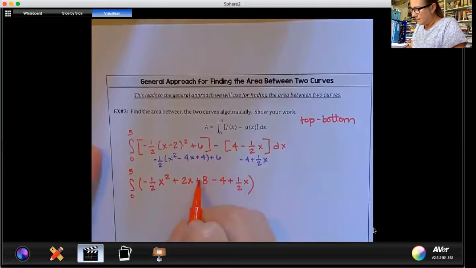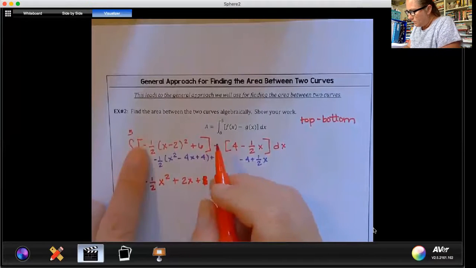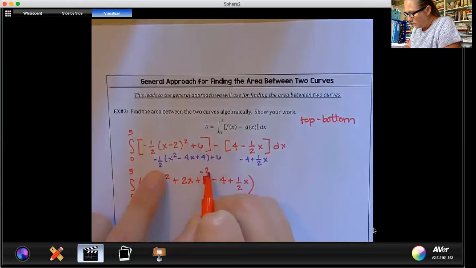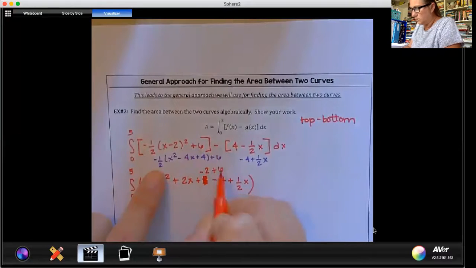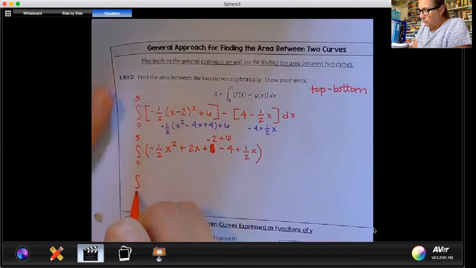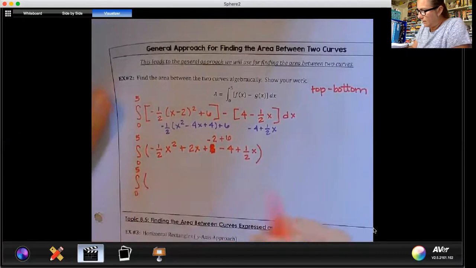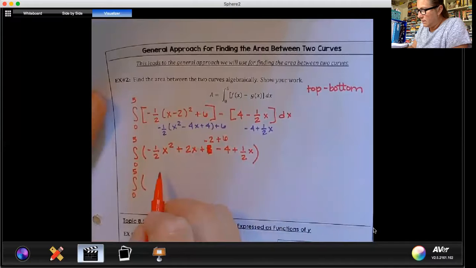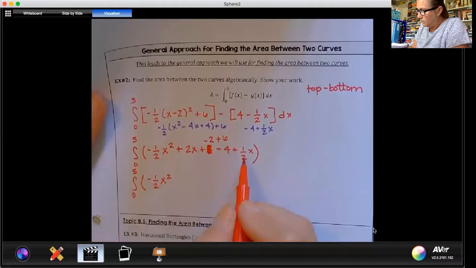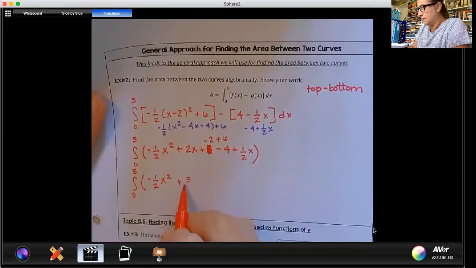I'm sorry, I made a mistake here. This should be: we had 4. Half of 4 was negative 2, plus 6, which is 4. I did plus 2. All right, so the integral from 0 to 5 of negative 1/2 x squared, 4 minus 4 is 0, 2 plus 1/2 is 5/2 x dx.